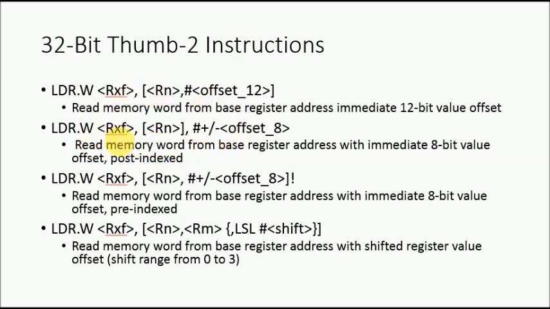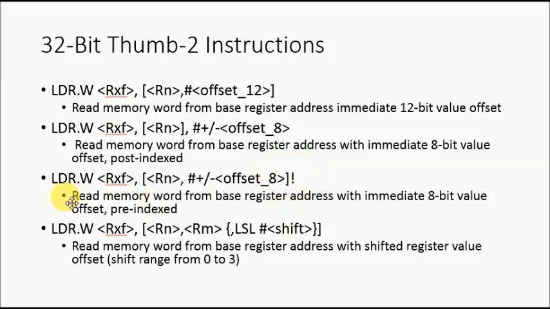In this instruction, you observe the plus or minus sign. This plus or minus sign indicates that the offset may be a positive offset or a negative offset. So we can add that offset if there is a plus sign, or you can subtract the offset from the RN if there is a minus sign. So this is optional. Now here we have to read the memory word from the base register address with an immediate 8-bit value offset, where we have to use the pre-indexing. So this instruction is a pre-indexed instruction.